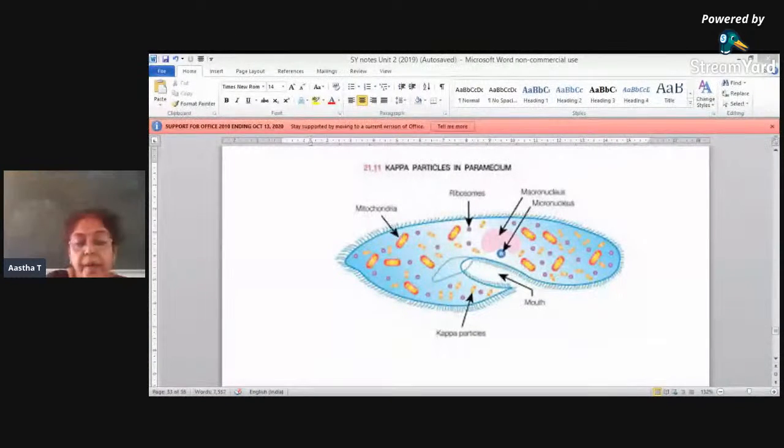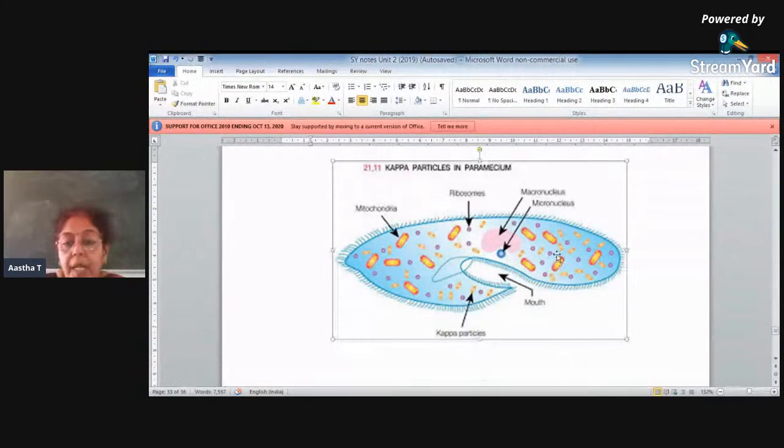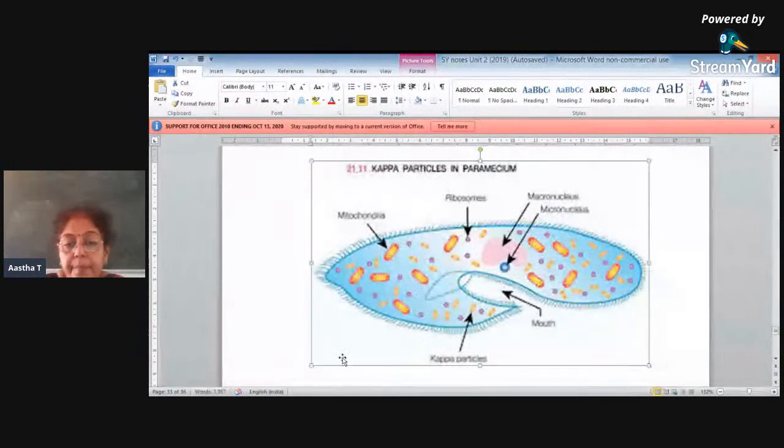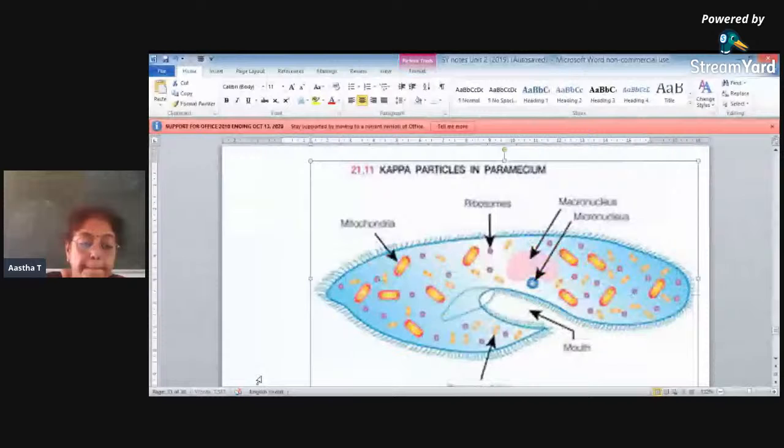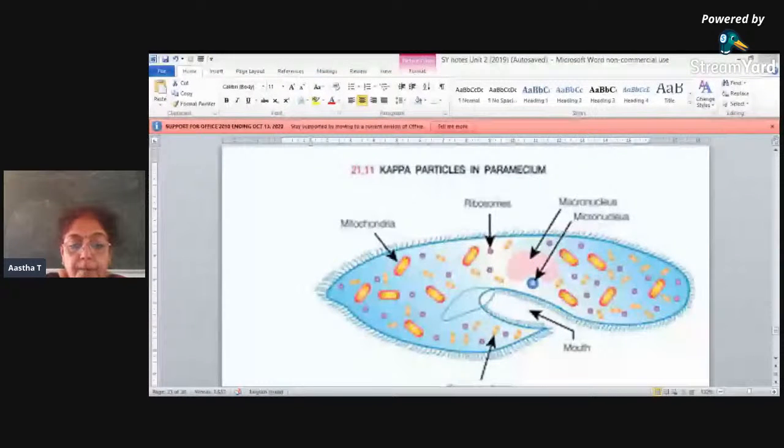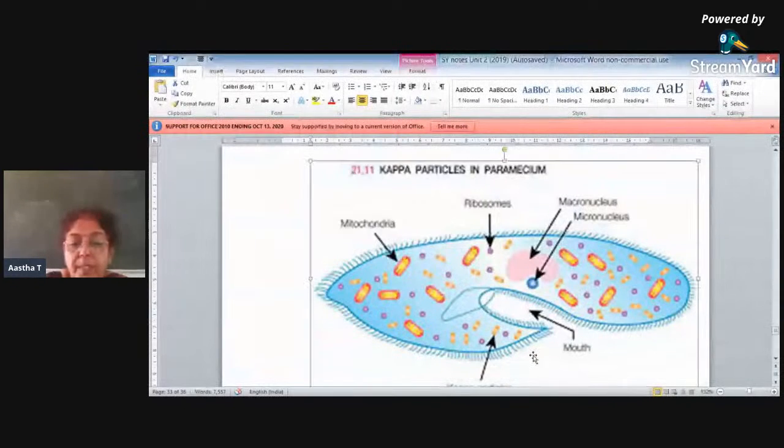Let me enlarge this diagram. Can you see now? Okay, these small orange, yellowish orange particles, these are kappa particles. These purple ones are ribosomes. This is mitochondria, micro and macronucleus, and this is the mouth which is used for engulfment. So this is all about the kappa particles.